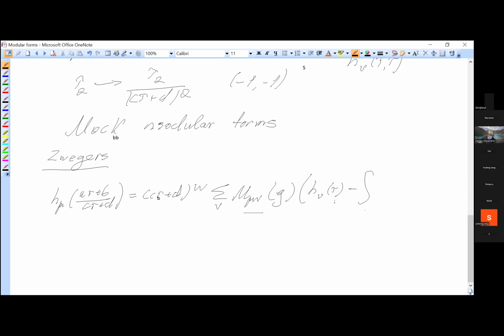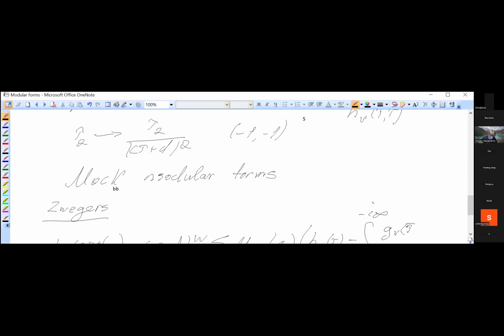There will be an additional term which is defined by another modular form. So I will write it like this: g nu of tau bar. No, sorry, not tau. It's z bar.